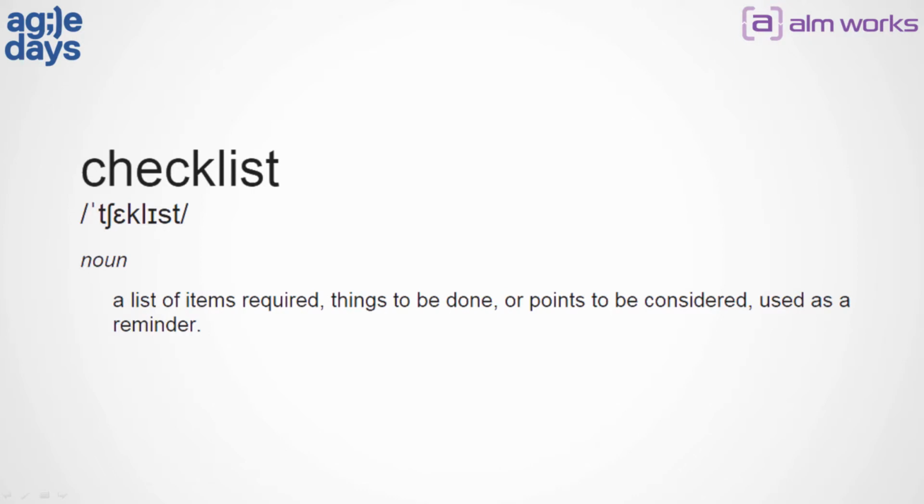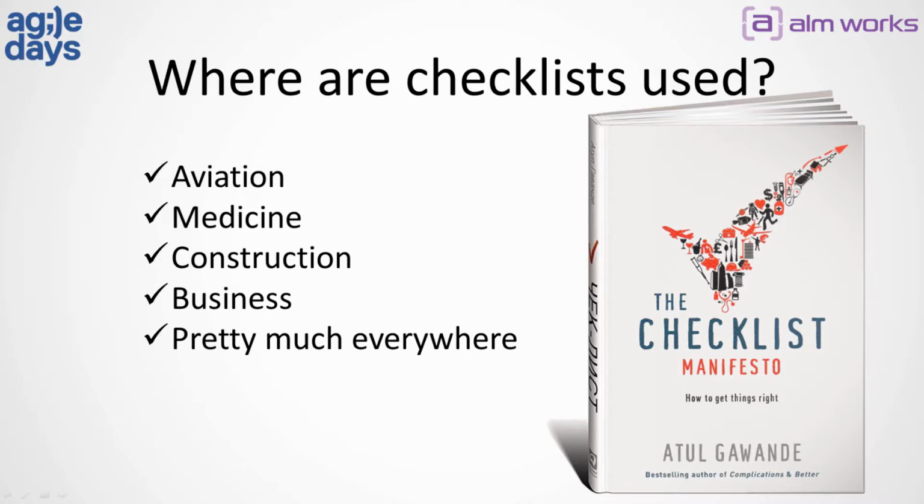What is a checklist? I'm sure everybody knows what a checklist is. It's generally a list of things to do, and you check them off as you do them. So, where are checklists used? Well, pretty much everywhere, from aviation and construction to healthcare and finance, and everything in between.